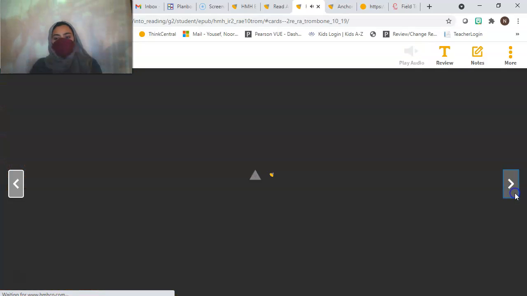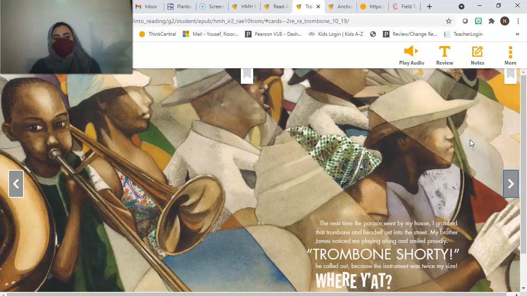Why couldn't they all have real instruments? Raise your hand. Why not, Brenaya? They couldn't afford it. They didn't have that kind of money.